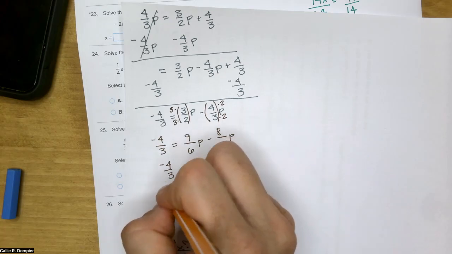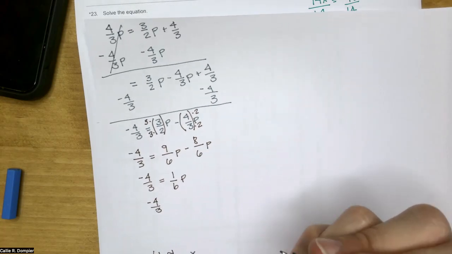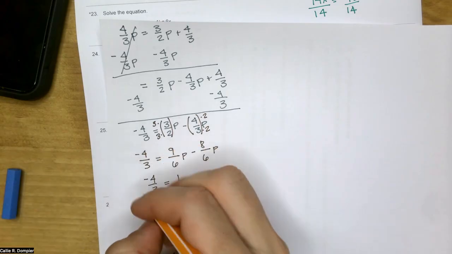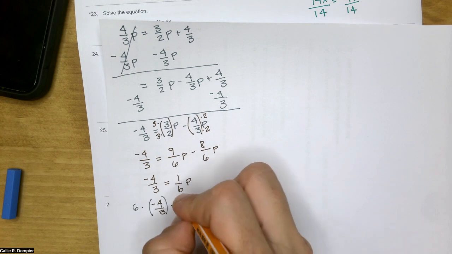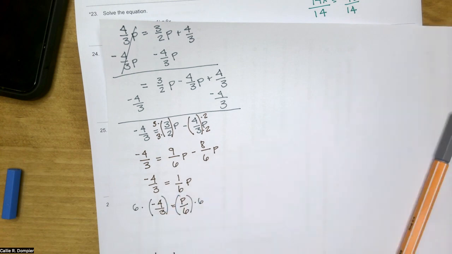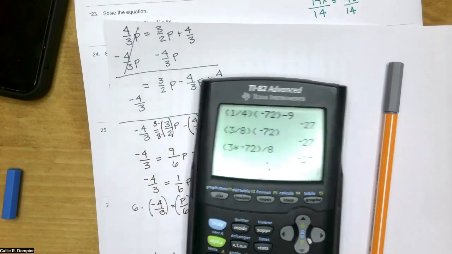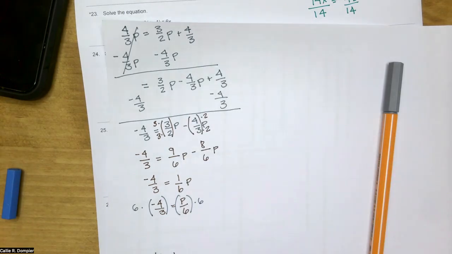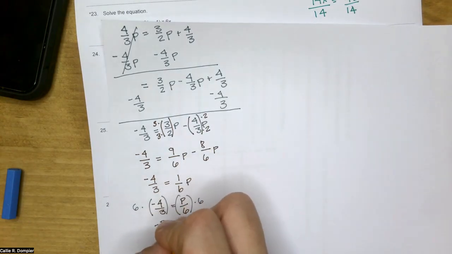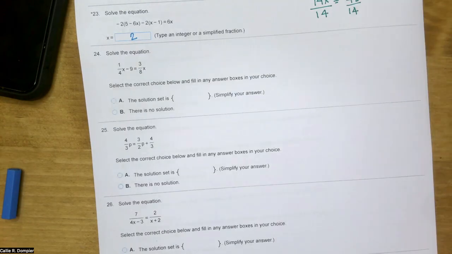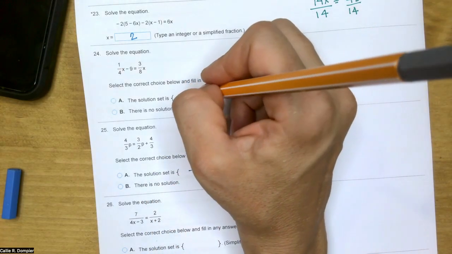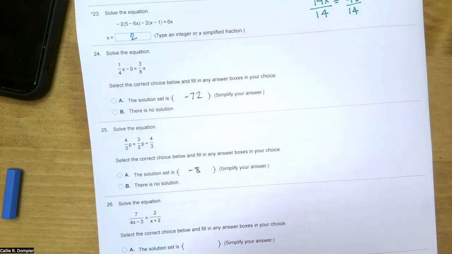So we have negative 4/3 equals p divided by 6. So we just need to multiply both sides by 6. I would just put it into your calculator. Negative 4 divided by 3 times positive 6 is negative 8. So negative 8 equals p. Here it's negative 8. What did we say it was over here? Negative 72. Good.